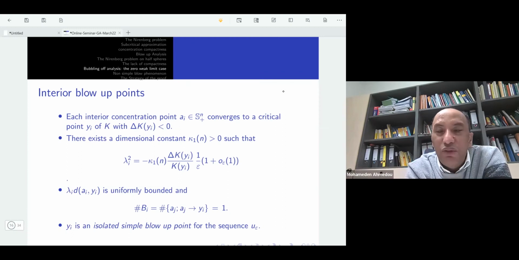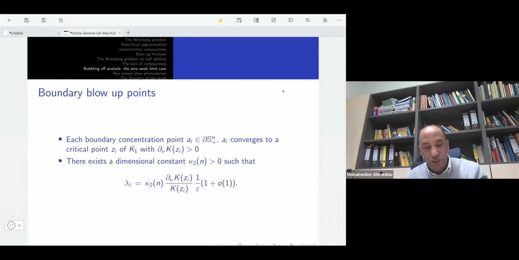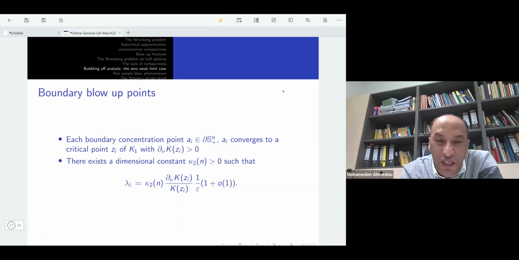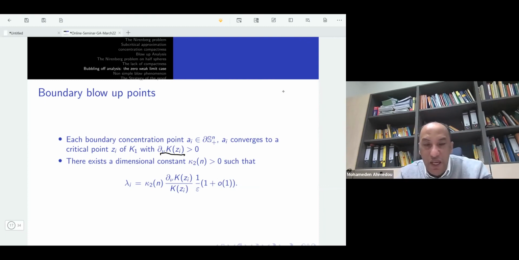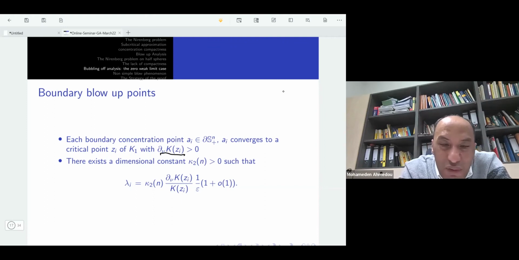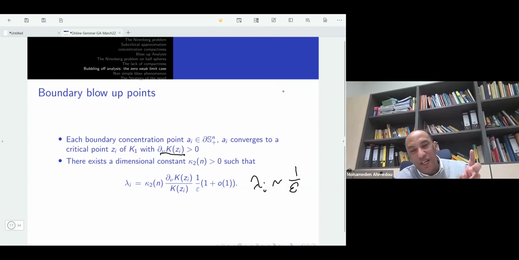Now, what happens for the boundary blow-up point? A boundary blow-up point will converge to a critical point of the restriction of K on the boundary, and they will satisfy that the normal derivative now is positive. And also there is something interesting here. Now the height is different, because here lambda_i now behaves like 1 over epsilon. Before, lambda_i behaved like 1 over the square root of epsilon.